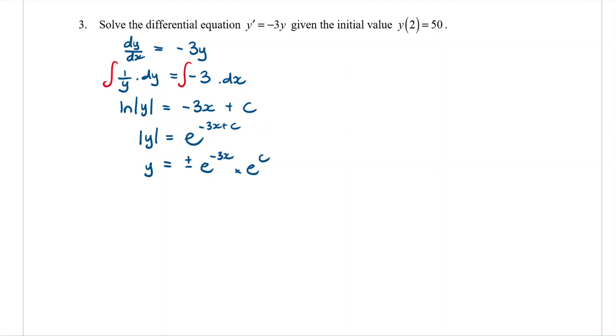Okay, then we're going to take all of the constants out. I'm going to call it b again. So it'll be b e to the negative 3x, where we're just saying that the b is the plus or minus e to the c, taking all those other constants away.